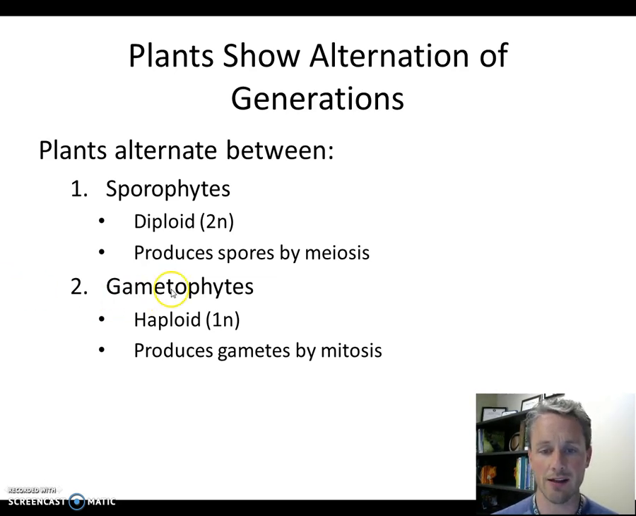So the gametophyte is going to grow up from the spore. It's haploid. It's going to produce gametes, eggs and sperm, and those are going to be used during fertilization of sexual reproduction to produce another sporophyte, the diploid form. So that's how we go back and forth between these two generations in the plant life cycle. So let's look at this visually.